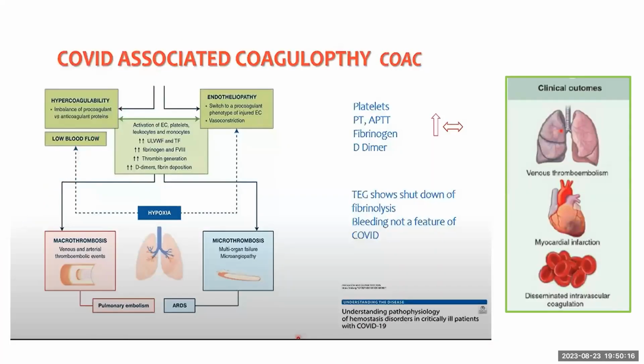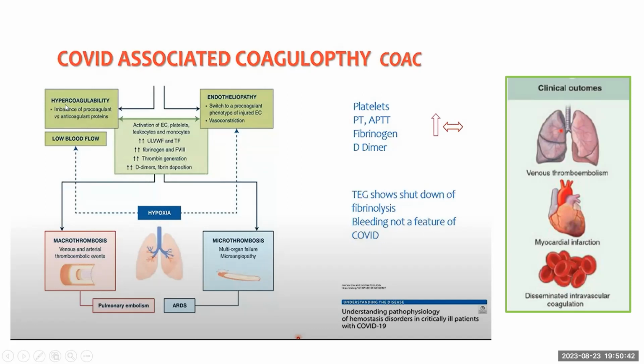Now coming to COVID-associated coagulopathy. So a few words about that. COVID is here to stay, though the storm has passed. In COVID, there is a hypercoagulable state. Platelets, PT, APTT, fibrinogen, D-dimer are either increased or normal, and TEG shows a shutdown of fibrinolysis. Bleeding is not a feature of COVID.